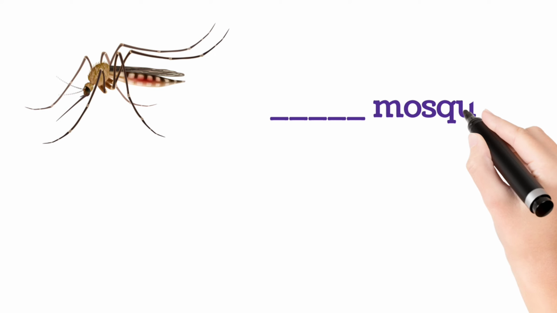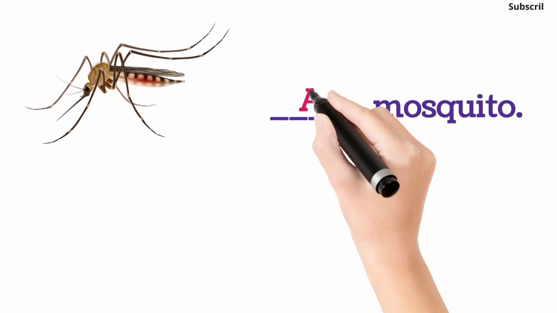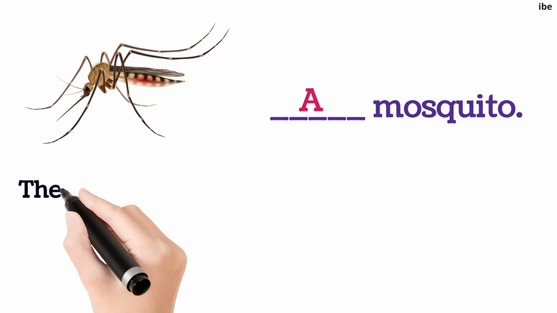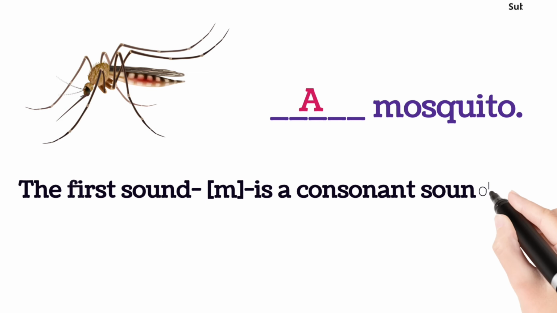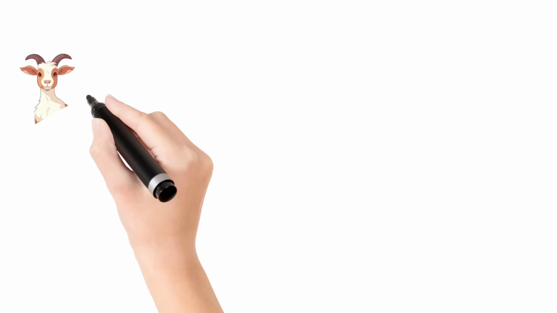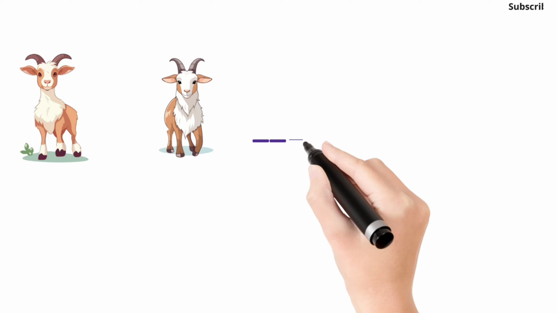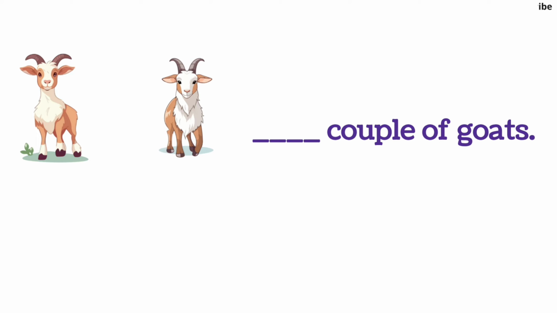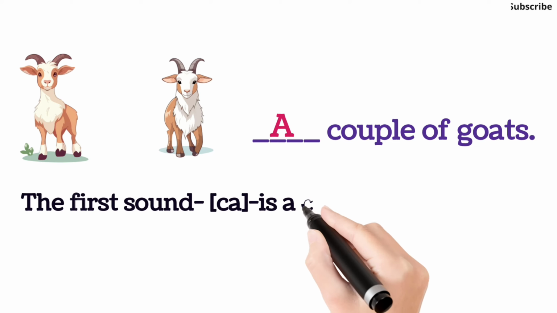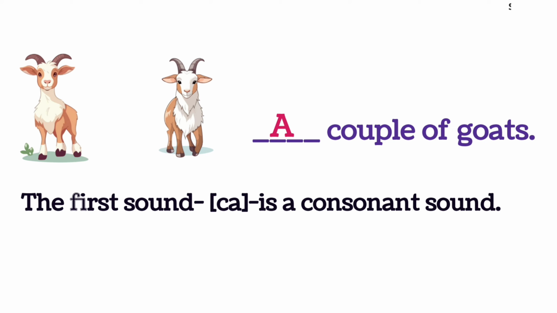Dash mosquito. A mosquito. The first sound m of mosquito is a consonant sound. So a mosquito. Dash couple of goats. A couple of goats. The first sound k of couple of goats is a consonant sound. So a couple of goats.